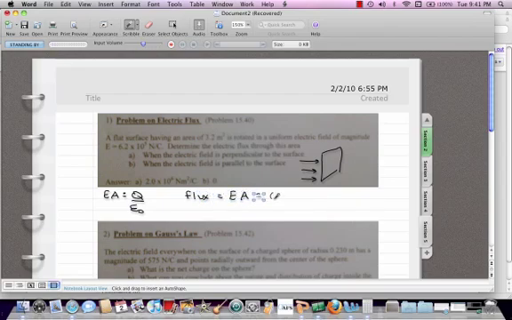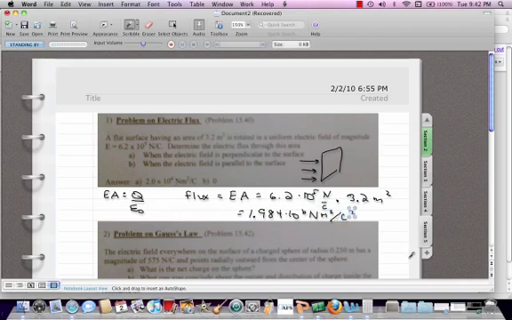And so that's equal to 6.2 times 10 to the 5th newtons per coulomb times 3.2 meters squared. And so when I multiply that out, I get 1.984 times 10 to the 6th newton meter squared per coulomb. And so that agrees here with that A.